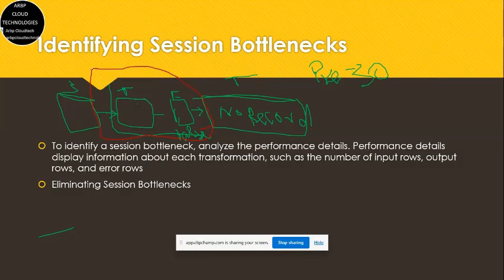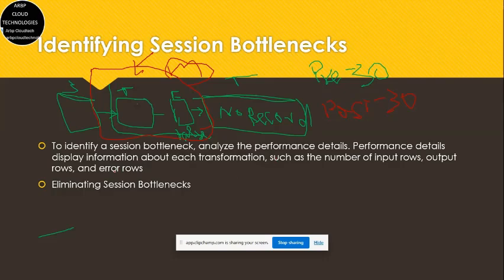Suppose the same time is spent here again, and the post is also 30 minutes. Then the bottleneck is at this side, at the mapping level. Mapping means transformation level. So you need to fix this part. How to fix it? You need to analyze each and every transformation, then you can start the fixing. So this is all about the mapping bottleneck, how to catch it.